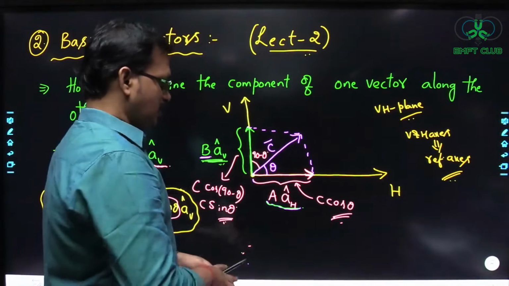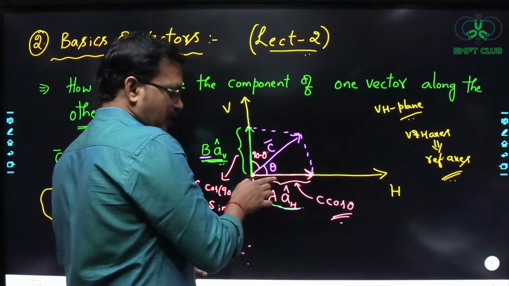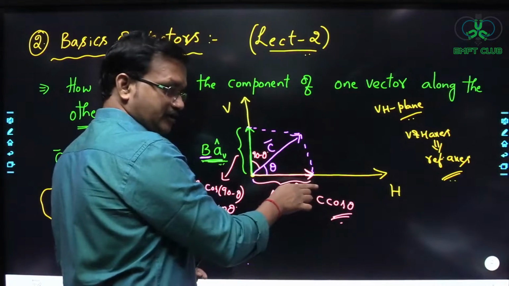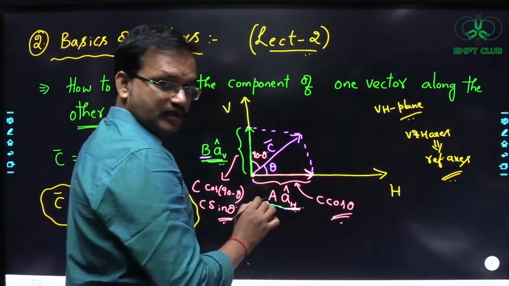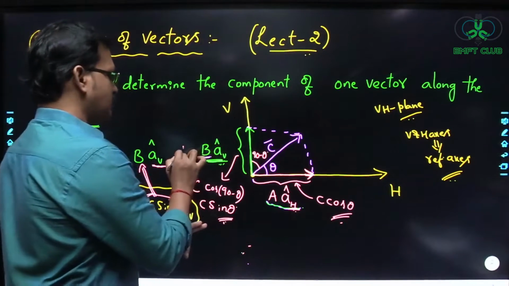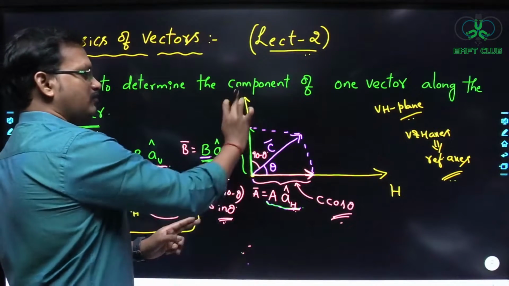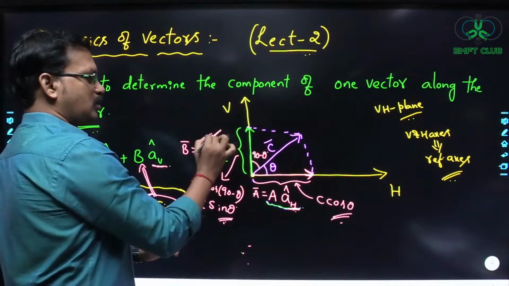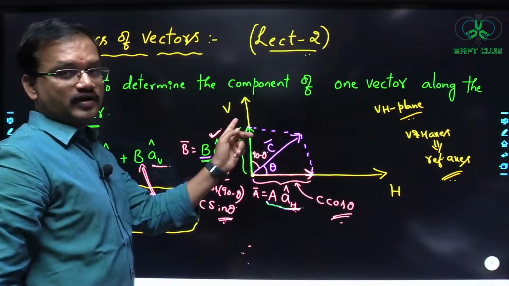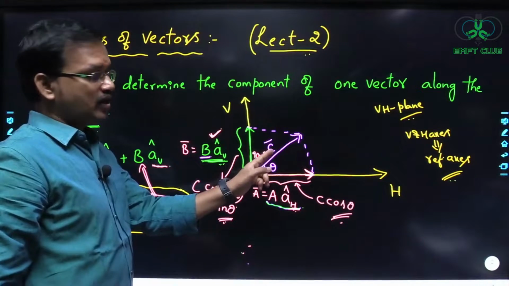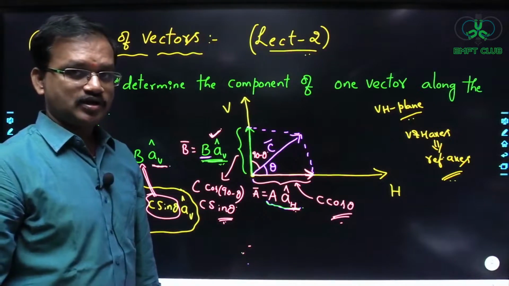So if you observe here, if you consider only this vector A bar, it is pointing along the horizontal direction, so it has only a horizontal component, right? And this B bar is pointing along the vertical direction, so it has only one component. Understood? And here C bar is neither along the horizontal nor along the vertical axis, and hence it is going to have its components along the horizontal axis as well as the vertical axis. Understood?